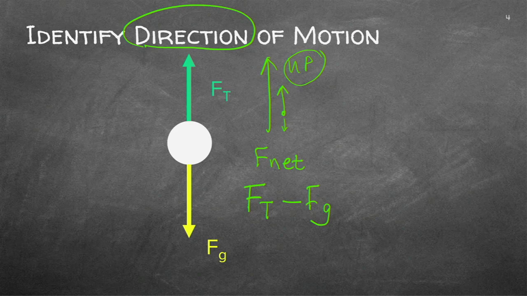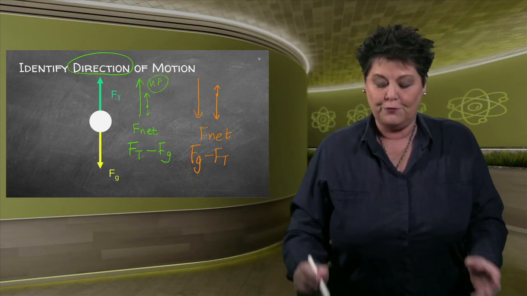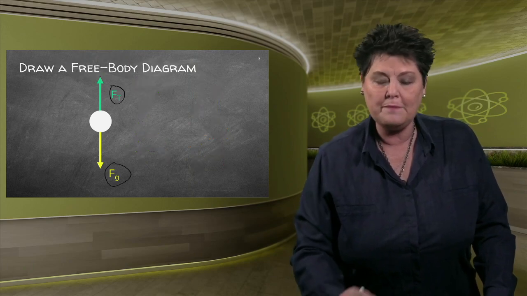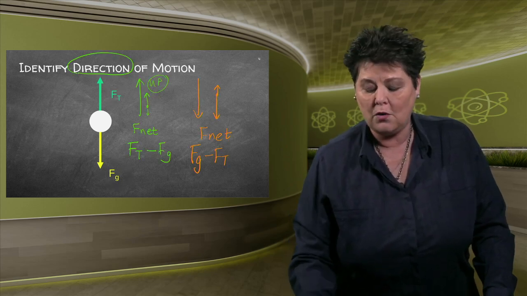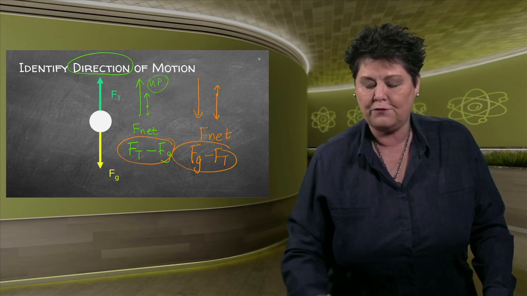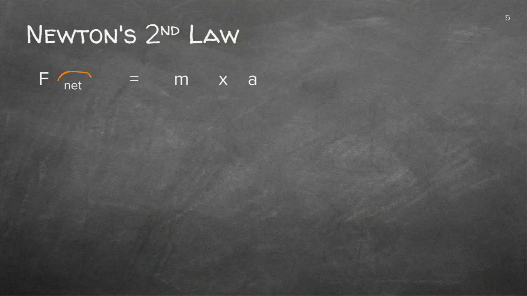When it's moving down, I know the downward force is greater than the upward force. I will again determine the F net, with the downward force now minus the upward. So you cannot work with Newton's laws if you firstly do not have a free body diagram. Secondly, identify the direction so that you know which force you will deduct from which. And then finally, you apply Newton's law, and remember, that's the net force.